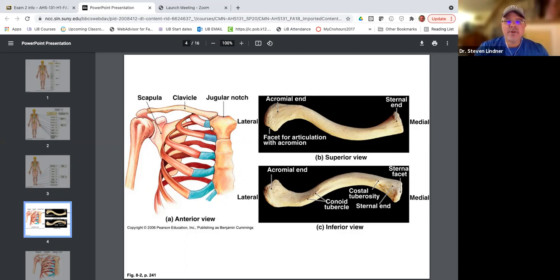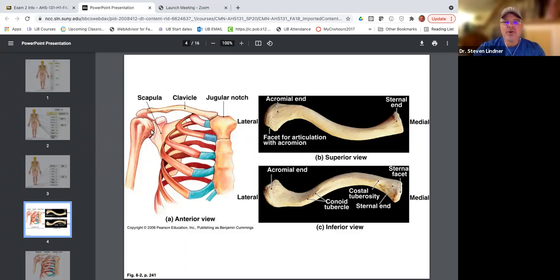So in this picture here, what we see is the shoulder girdle, right? Not the shoulder joint, but the shoulder girdle. When we talk about the shoulder joint, we're talking about primarily the glenohumeral joint, which is the junction between the scapula and the head of the humerus.